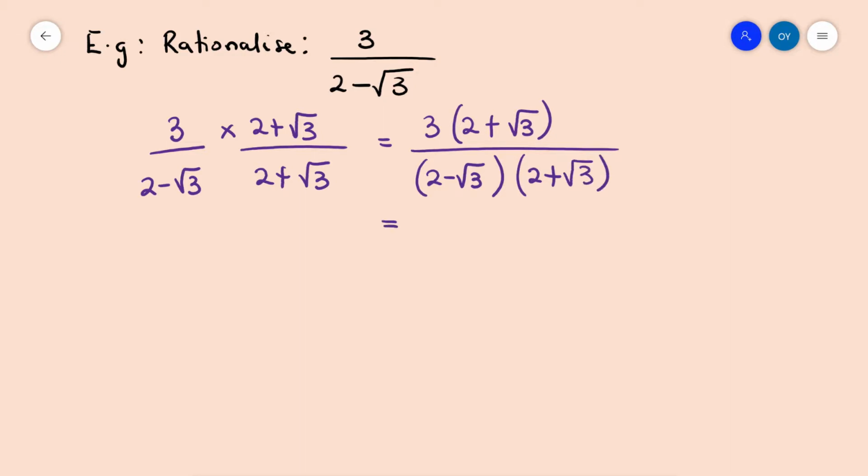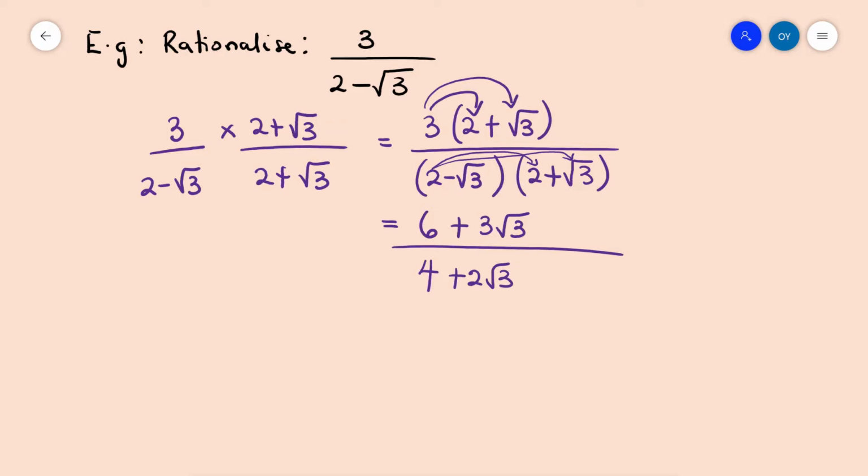So you expand 3 times 2, we have 6. 3 times root 3, we have plus 3 root 3. Then divided by 2 times 2, we have 4. 2 times plus root 3, we have plus 2 root 3. Then negative root 3 multiplied by 2, we have negative 2 root 3. Then negative root 3 multiplied by positive root 3, we have negative 3.